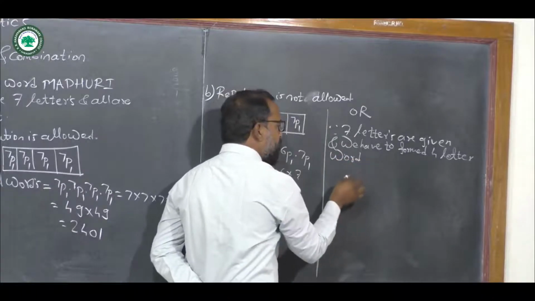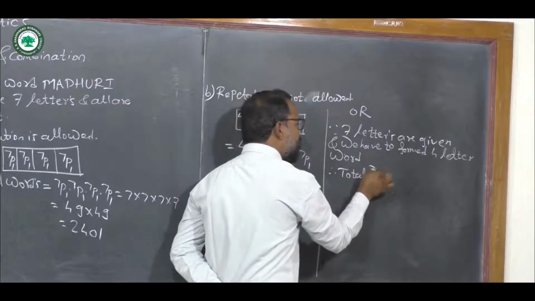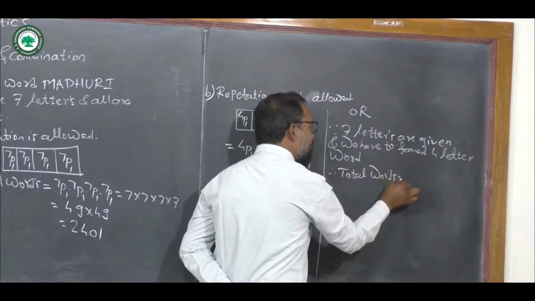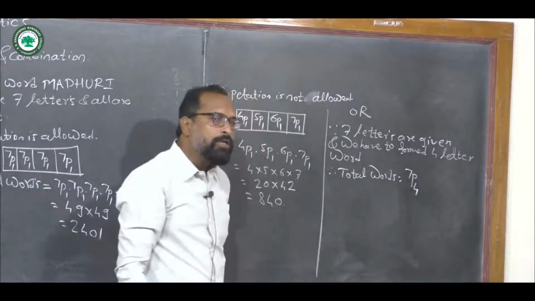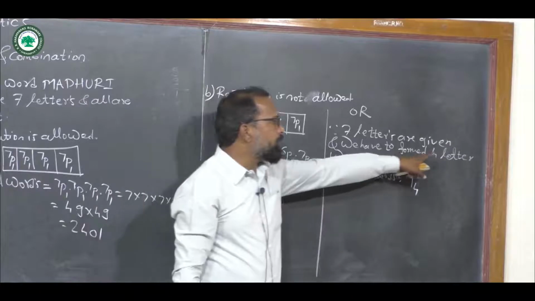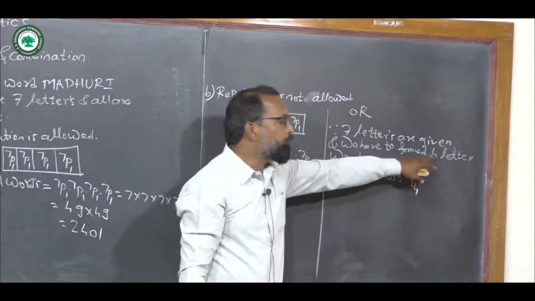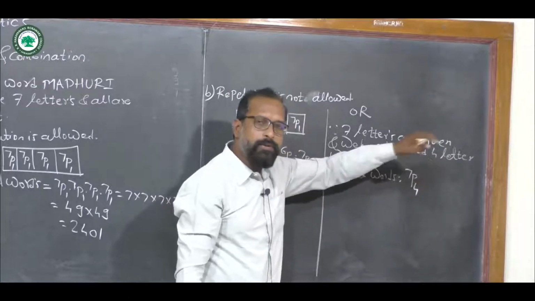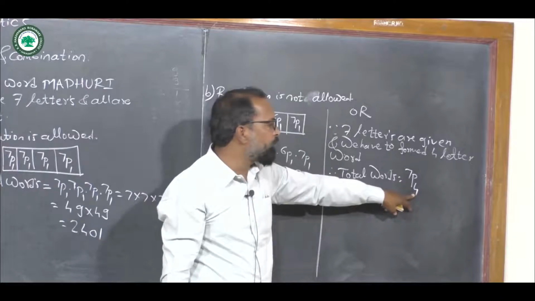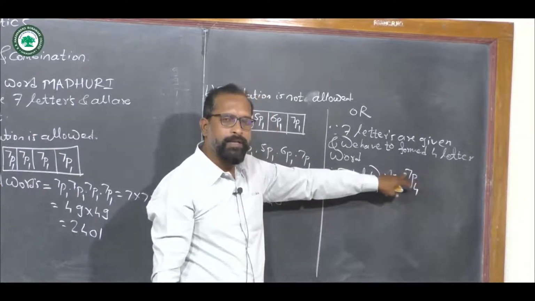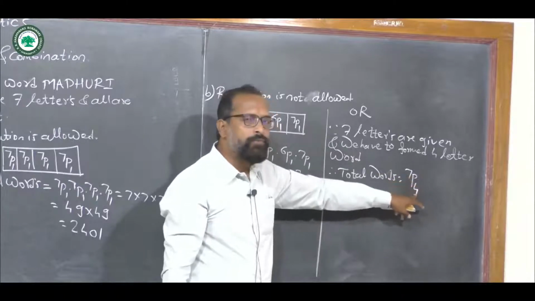So the total words can be written as 7P4, because since we have to arrange 4 letters, it means we have to form 4-letter words. We have to arrange the 4 letters, and the total number of letters is given to be 7, and this arrangement can be done in 7P4 ways.